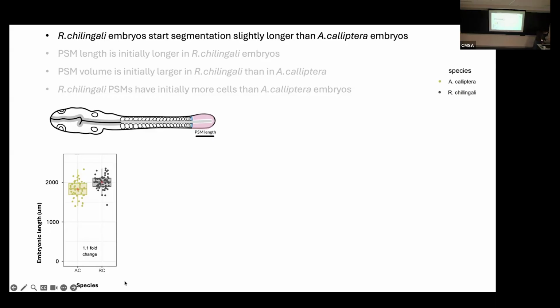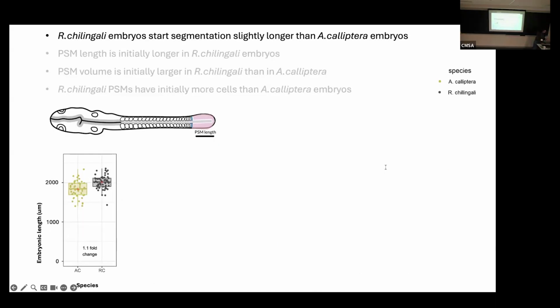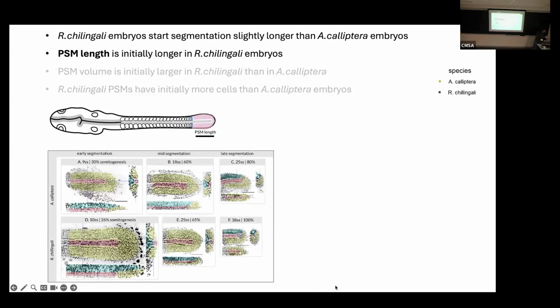If you go to those pictures where you show the PSM was bigger. This one here? Or, no, the quantifications? The quantification. Yeah. So that's length. You had pictures. Right. Yeah, this one. Yeah. We also see that it's wider.